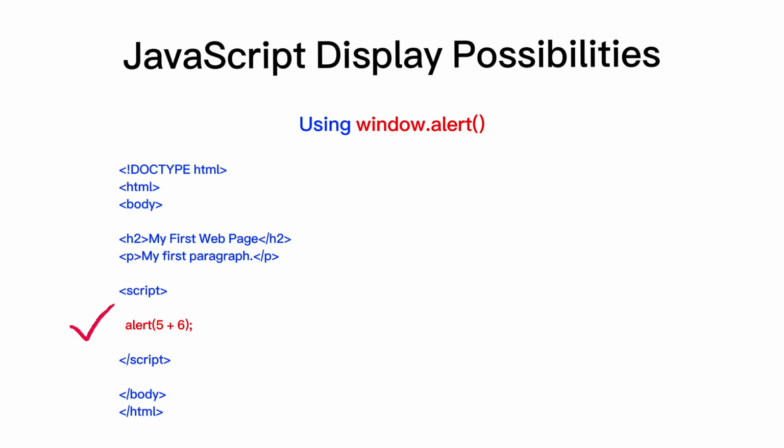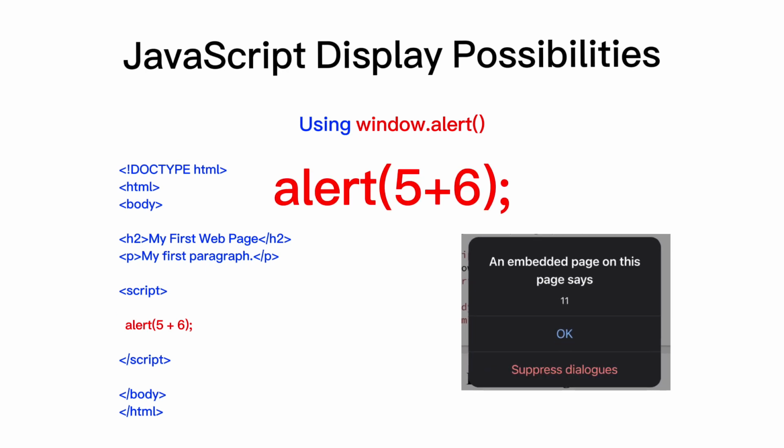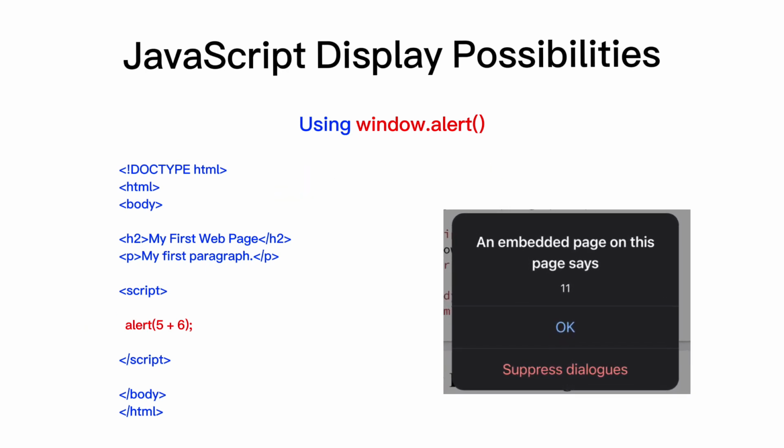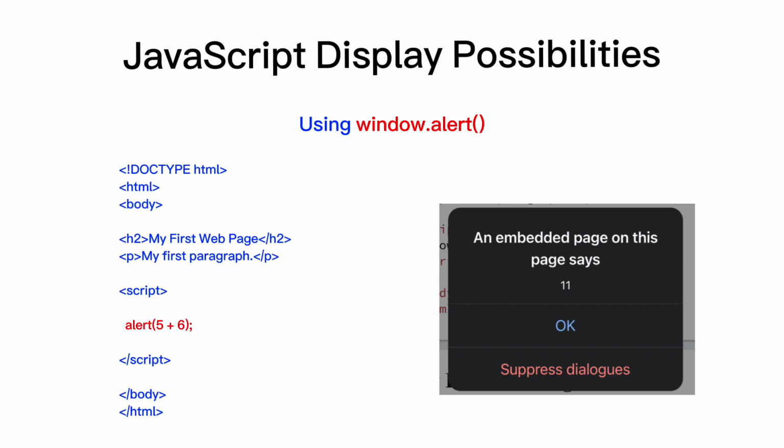You can also write only alert. The window keyword is optional. Again, you will have the same alert box.